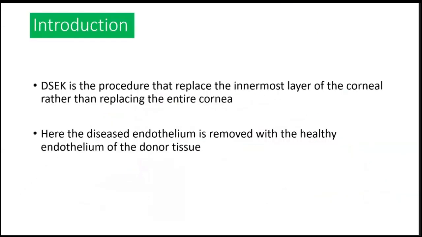Okay, so let's start. DSEK is the procedure that replaces the innermost layer of the cornea rather than replacing the entire cornea. So here the diseased endothelium is removed and replaced with the healthy endothelium of the donor tissue. Patients with endothelial dysfunction causing visual loss or visual disability in the form of glare or fluctuating vision, affecting day-to-day activities such as reading, writing or driving, are suitable candidates for this endothelial keratoplasty.